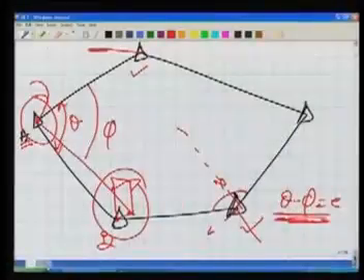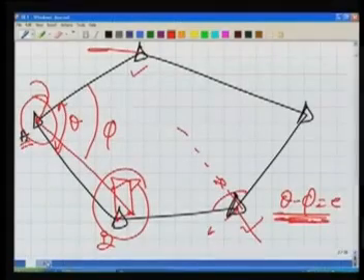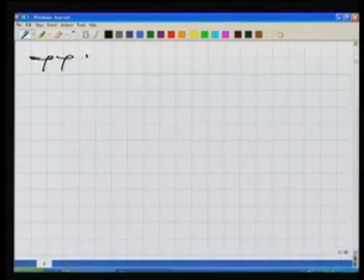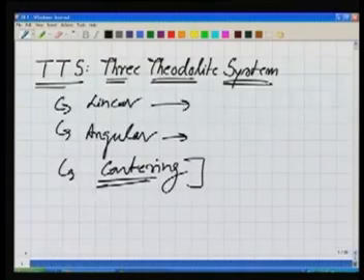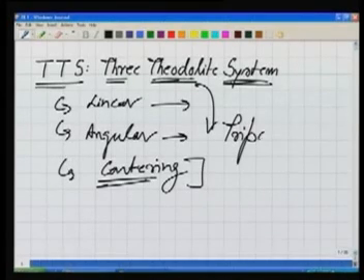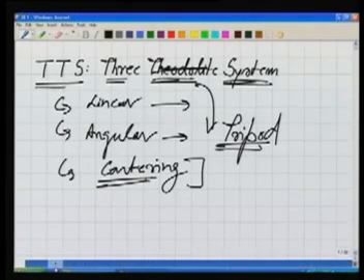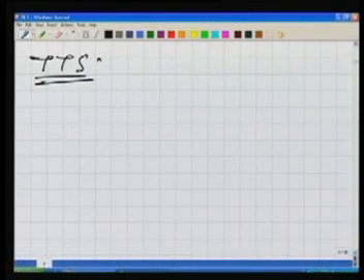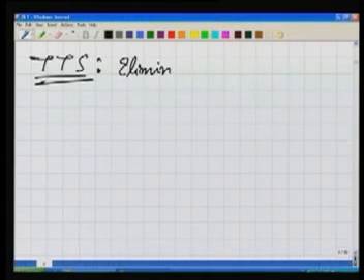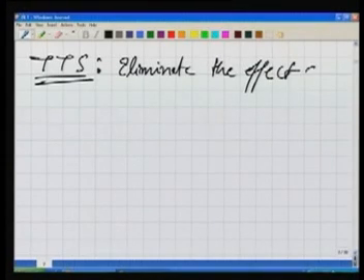What we will see now is a method which we say TTS, and this TTS stands for 3 theodolite system or 3 tripod system. Instead of theodolite, tripod is the better word. 3 tripod system. How does this work? What we try to do in this, basically we eliminate the effect of centering error.